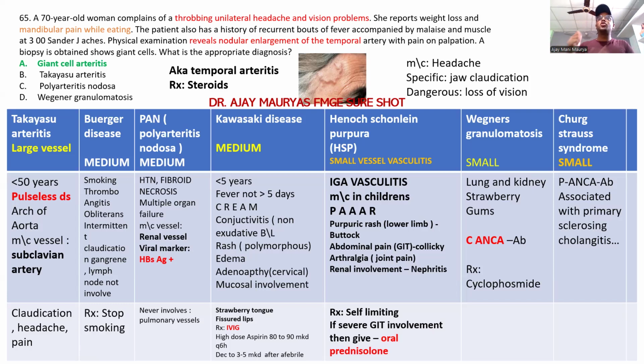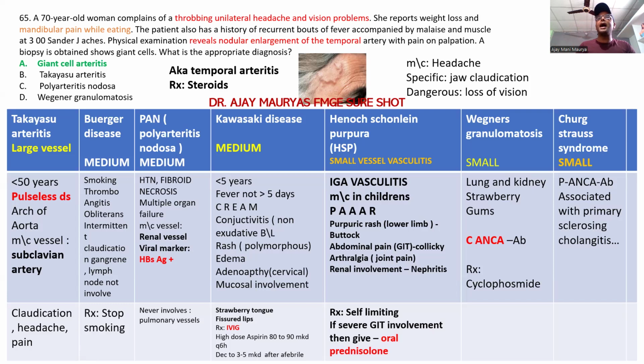Next one, guys, is Henoch-Schonlein purpura, HSP, a small vessel vasculitis, also called IgA vasculitis. Berger disease is called IgA nephropathy. Please correct this one. HSP is called IgA vasculitis, and it is most commonly seen in children.